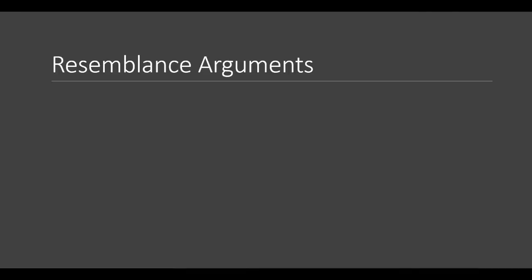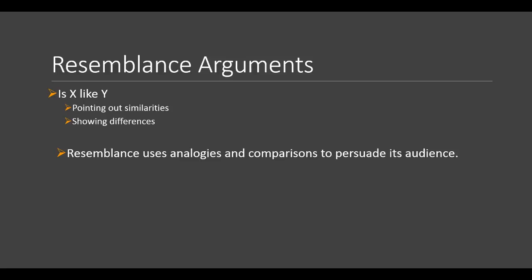Fourth type of claim is a resemblance argument, also known as argument by analogy. In this type of argument, the writer tries to show that X is like Y. The general strategy for resemblance argument is to compare the first term to the second, pointing out similarities between them if your goal is to make X like Y, or differences between them if your goal is to make X unlike Y. Resemblance uses analogies and comparisons to persuade its audience.